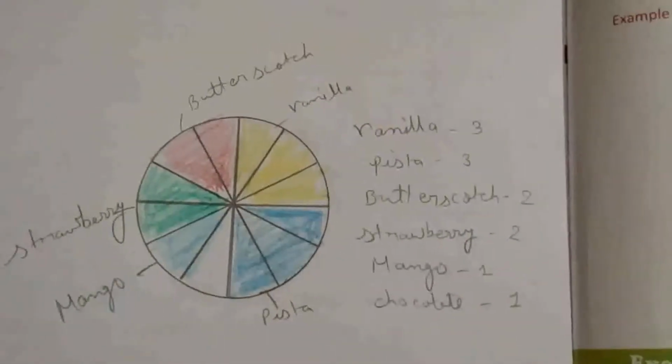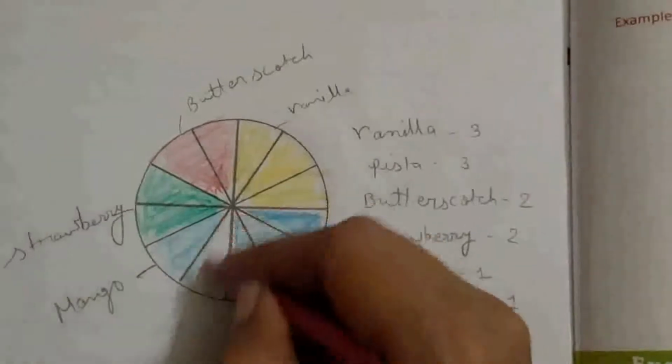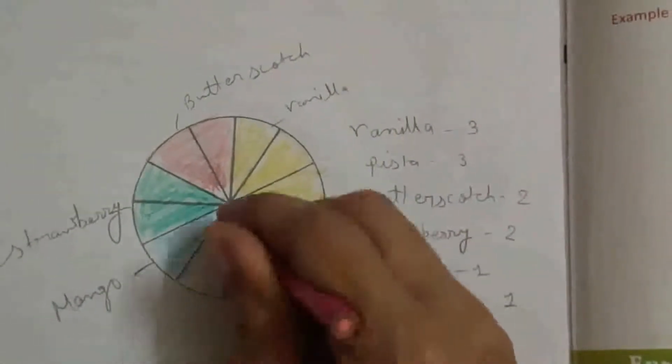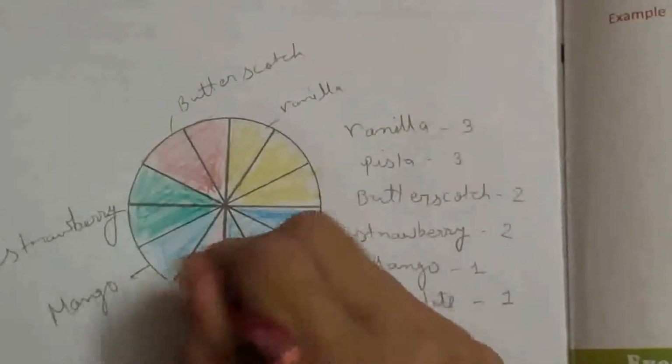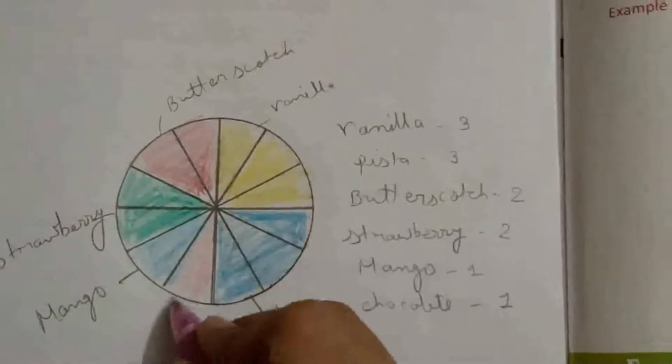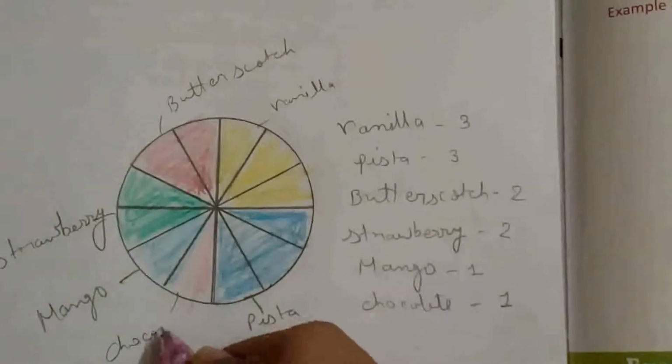Now the last one is for chocolate. It means one part. So I will draw here one part for chocolate. So it means here is chocolate.